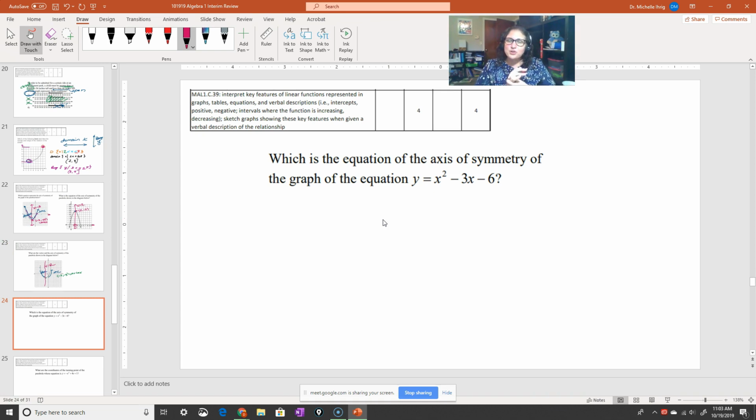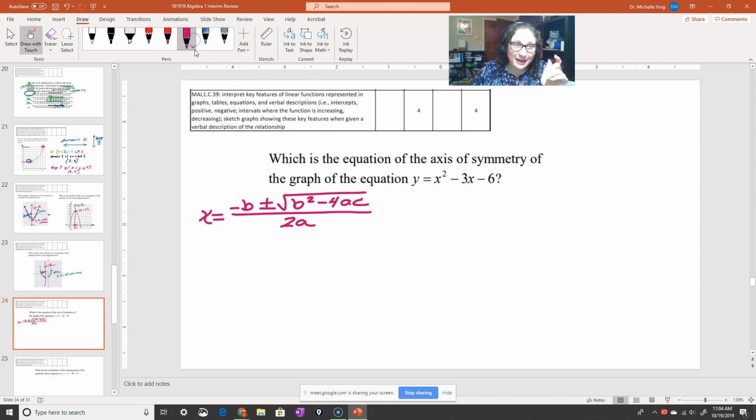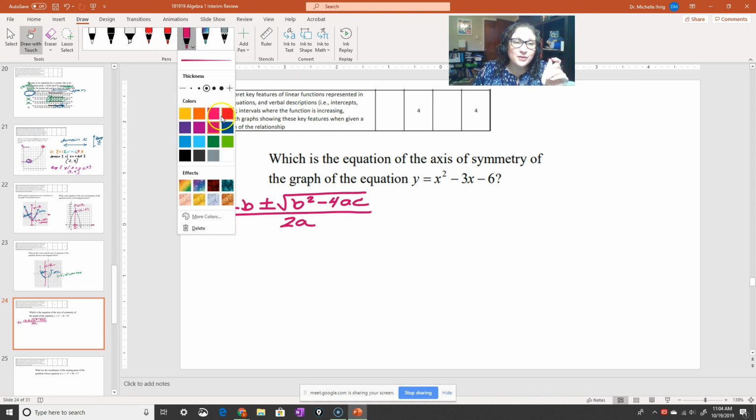Next, now we have to figure out mathematically how do we do this? What's the axis of symmetry? Okay, this is where it's super cool. On your formula sheet, you have a formula that's called the quadratic formula. That is x equals the opposite of b plus or minus the radical of b squared minus 4ac, all over 2a. Now, I can't remember if you learned this in algebra or not yet, but you are going to learn something called the discriminant.